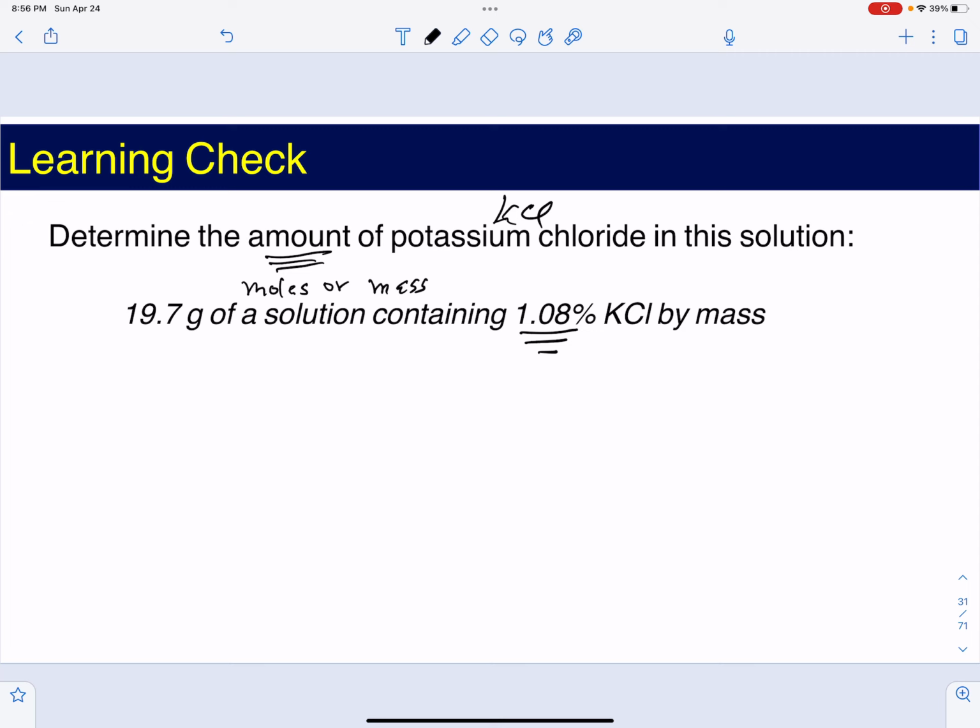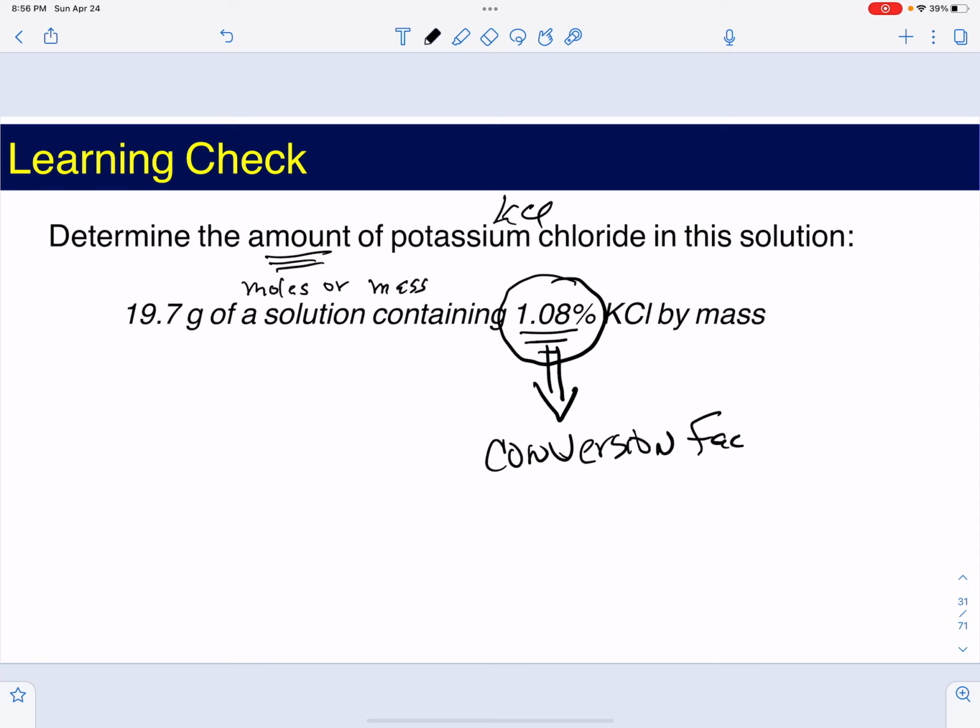So the first thing I will tell you is that you have to take that percentage and make it into a conversion factor. So you gotta make it look like a fraction, a conversion factor. And since this is a percentage, whenever something is a percentage, we always are going to say that it's over 100. Since we're doing mass percentage, we're gonna say that those are grams.